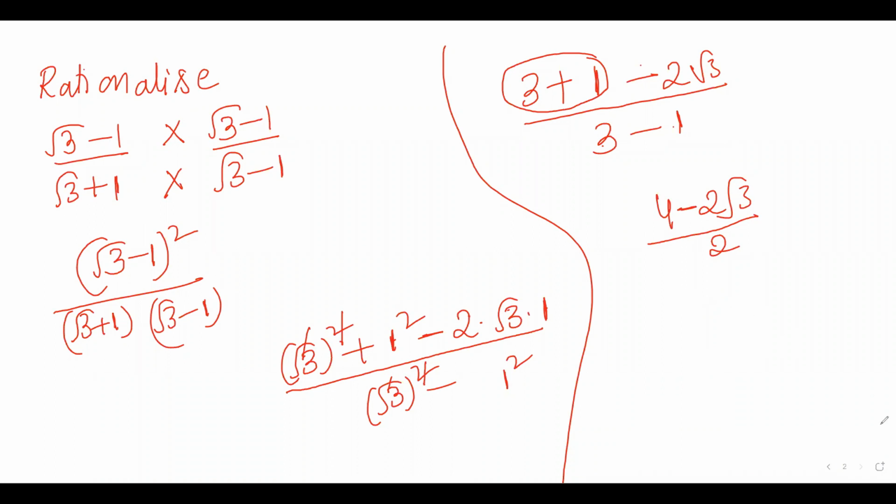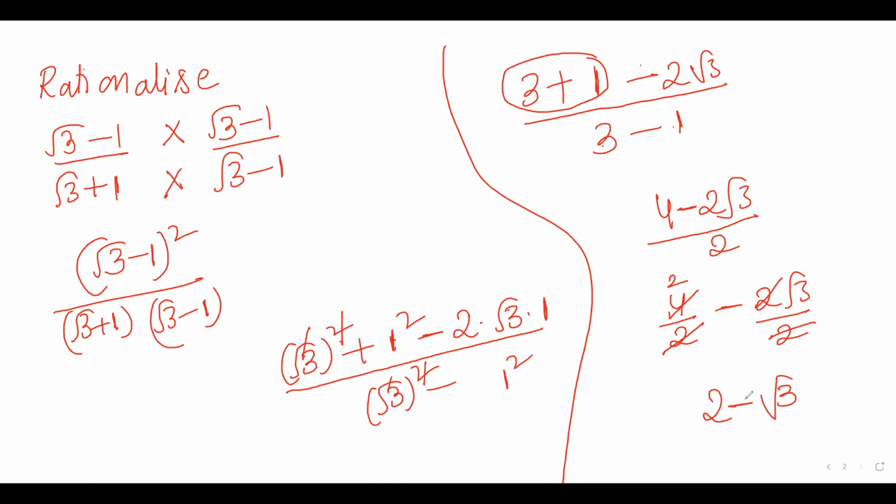Now you can separate the denominator. On separating the denominator, you will get 4 by 2 minus 2 root 3 by 2. This step is called separating denominator. 2 times 2 cancel. Finally, I got 2 minus root 3.